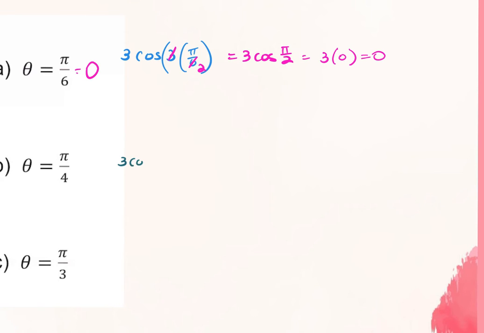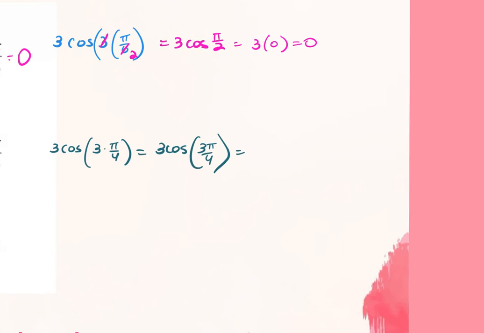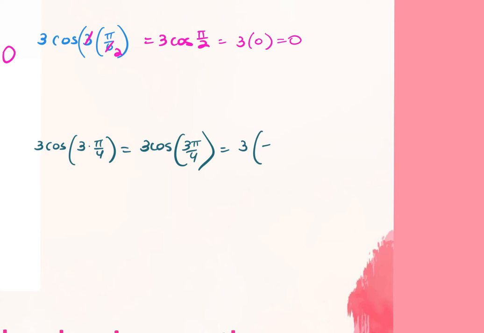So 3 cosine 3 times pi over 4 is 3 cosine 3 pi over 4. What's the cosine at 3 pi over 4? Negative root 2 over 2. Good. This becomes negative 3 root 2 over 2.